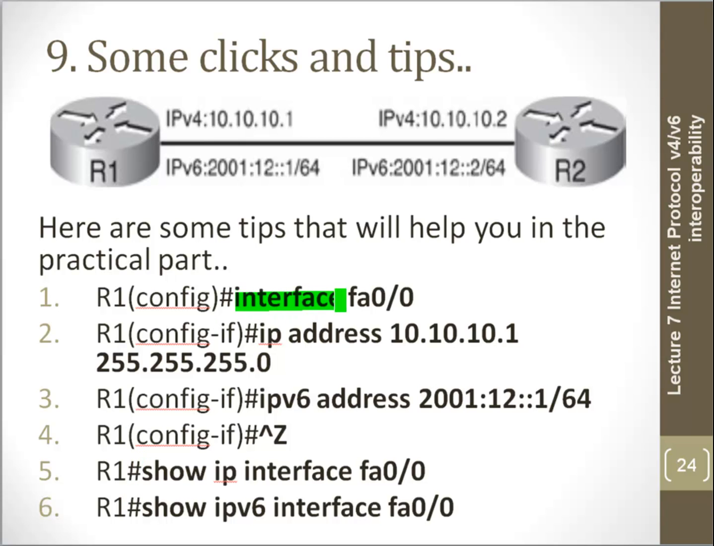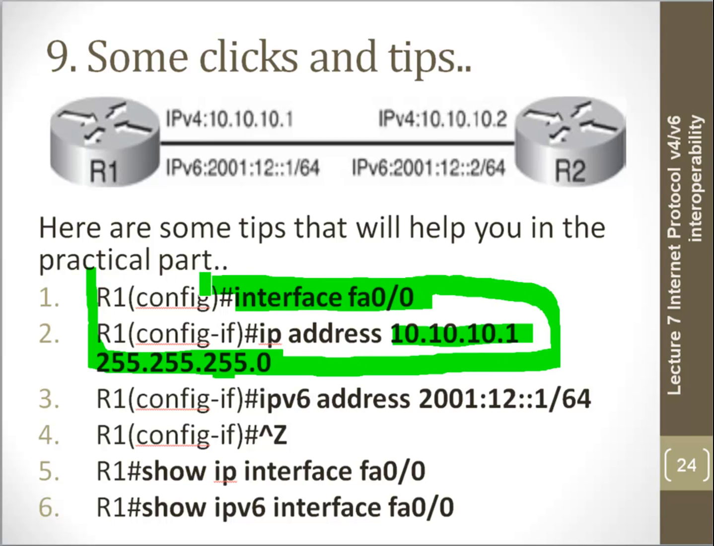Interface FastEthernet 0/0, this is the name of the interface. The IP address is 10.10.10.1. This is an IPv4 address with subnet mask 255.255.255.0. This is a class A IP address, but they have done some subnetting, so they use 255.255. They borrowed some bits. How many bits did they borrow? Here 8 bits, so totally 16 bits. This is a simple example of IPv4 address configuration in a router.